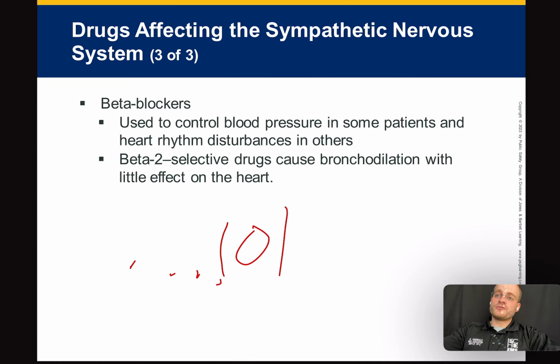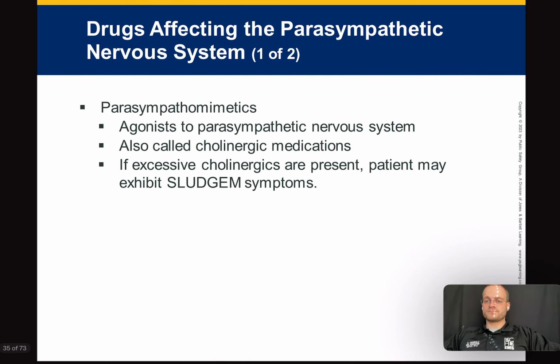Now, beta 2 selective drugs cause bronchodilation with pretty little effect on the heart. I would agree with that. Now, with that said, albuterol does cause tachycardia, and I want y'all to know that because it's true. Not my opinion.